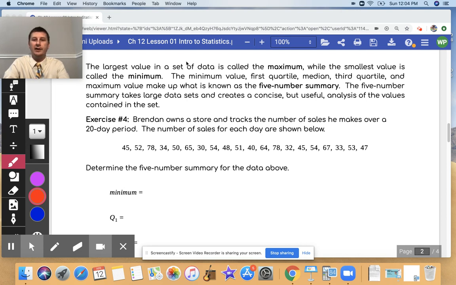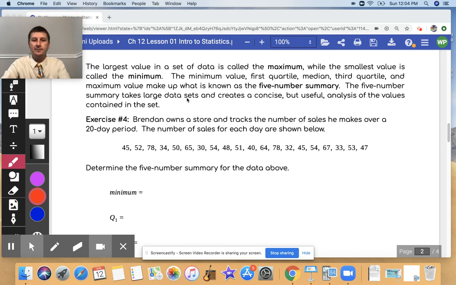So the minimum value, the first quartile, the median, the third quartile, and the maximum value make up what is known as the 5-number summary. So let's do that again. We have the minimum, the first quartile, the median, the third quartile, and the maximum. Those 5 numbers make up the 5-number summary. And that 5-number summary is able to take large data sets and create a concise but useful analysis of the values in that set.